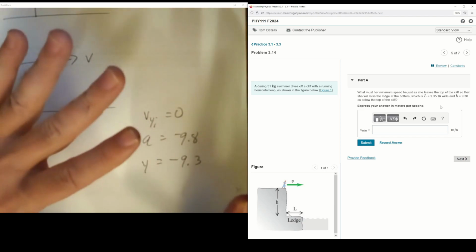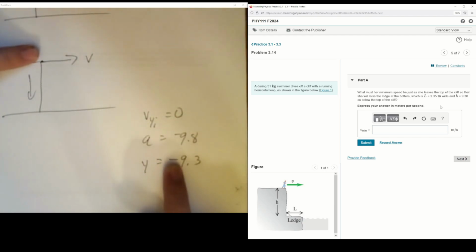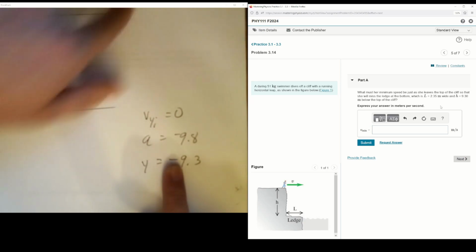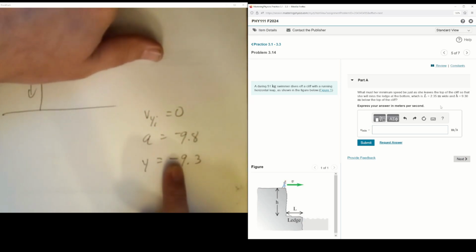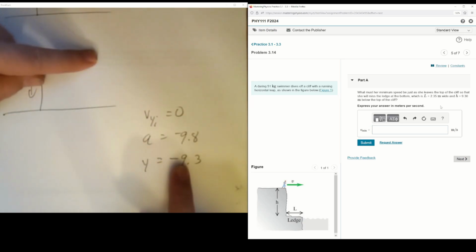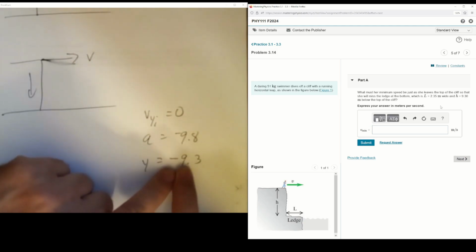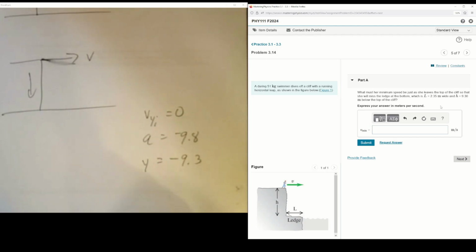Now remember, the person is falling down 9.3, so that is in the negative direction. And I just want to say this again. If this isn't negative, then what you're saying is this person jumped off the cliff and then floated up. That's what the positive would mean here. But that's not what happens. The person jumped off the cliff and they went down. That's what the negative indicates. Very important to have that minus sign there.